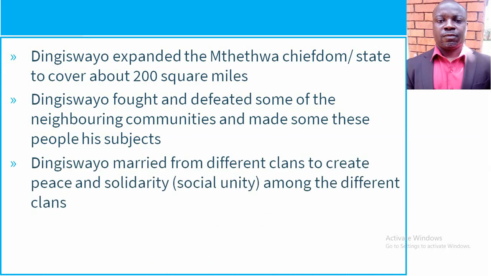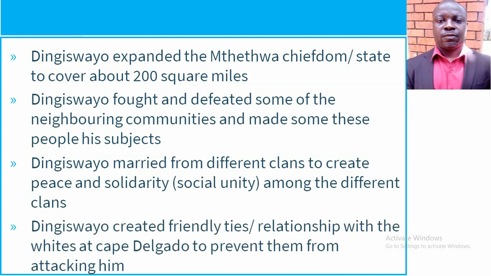Now, Dingiswayo married from different clans to create peace and solidarity, or what you can call social unity among the different clans. It meant that almost all the clans, people from the different clans, were relatives. Because if the king married from the different clans, then there were siblings all over. At the end of the day, clans could not fight, and this created what we call social unity.